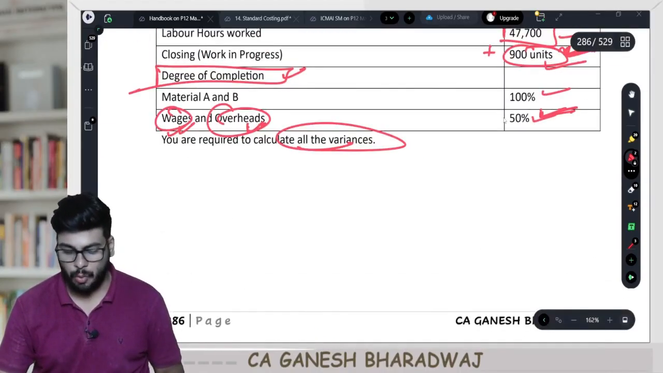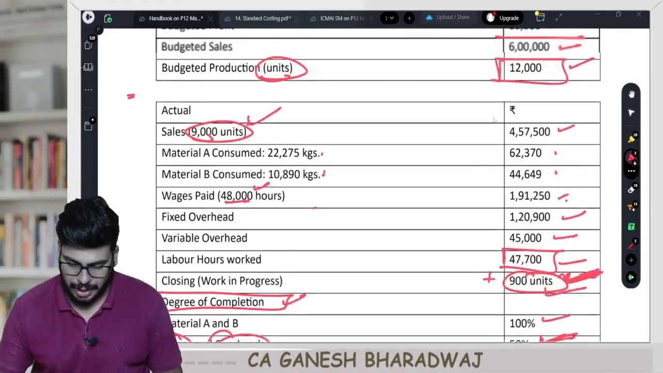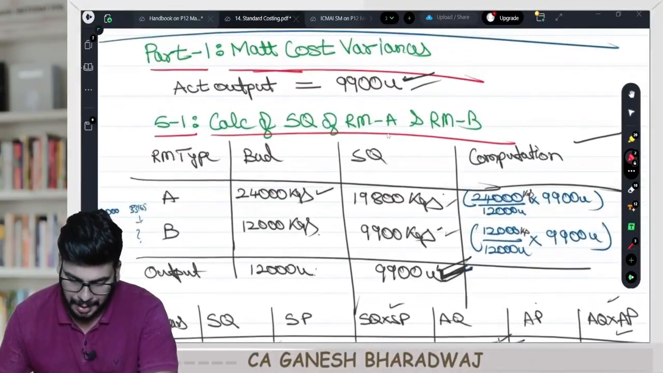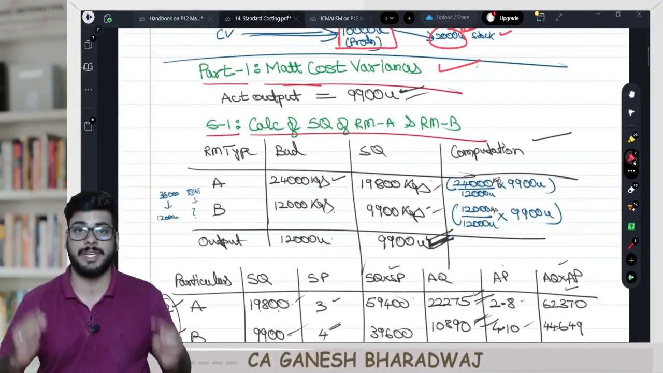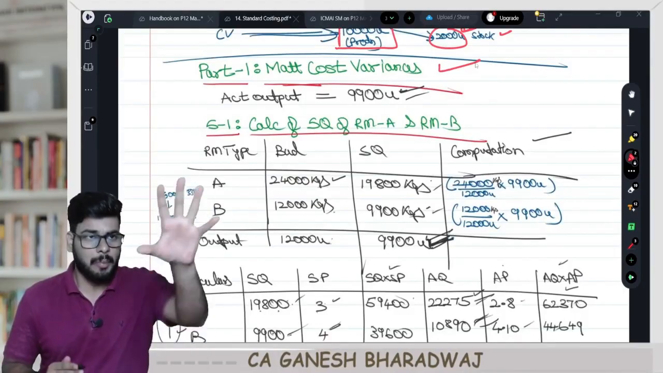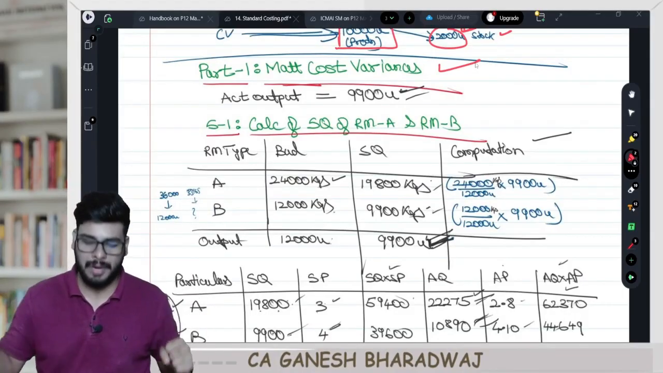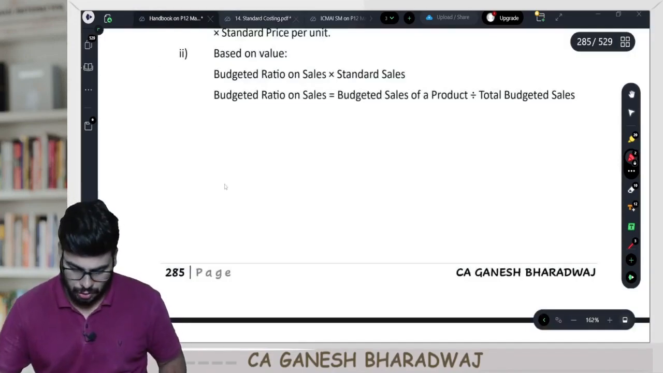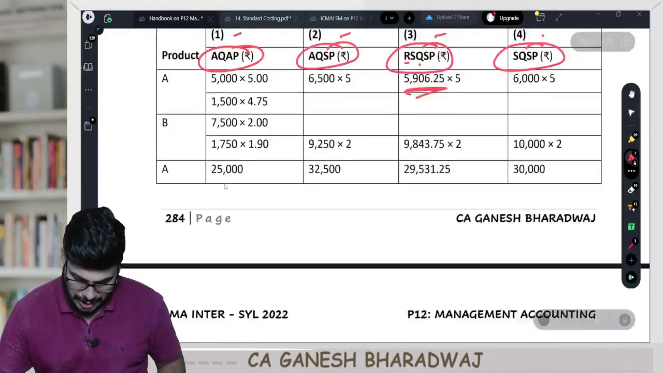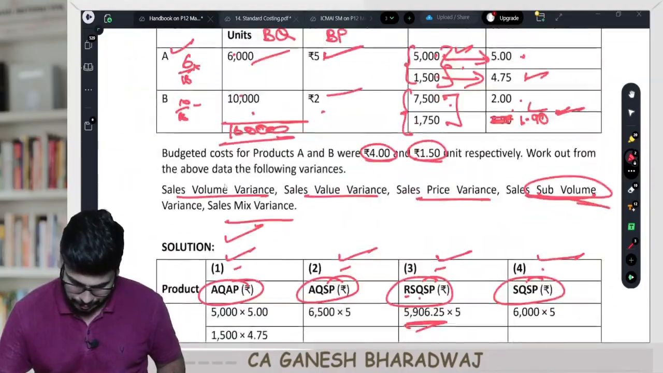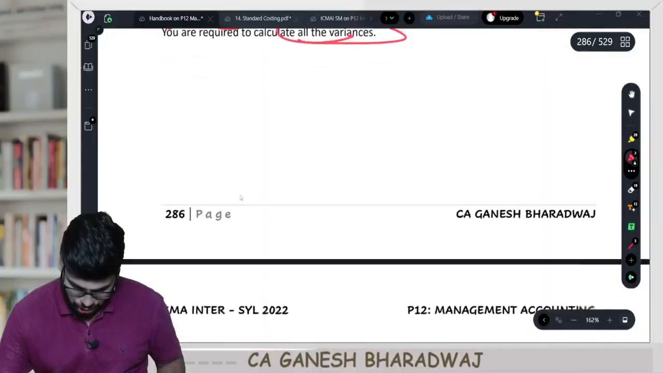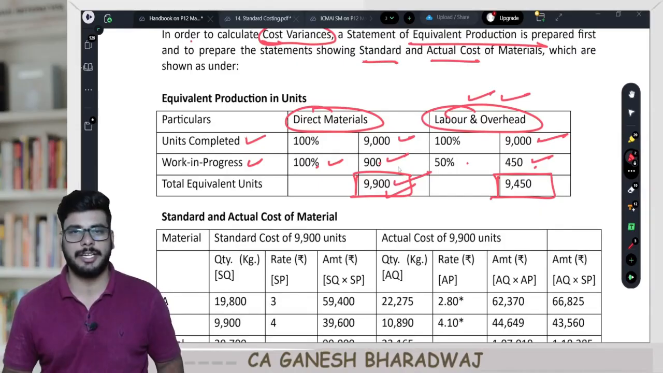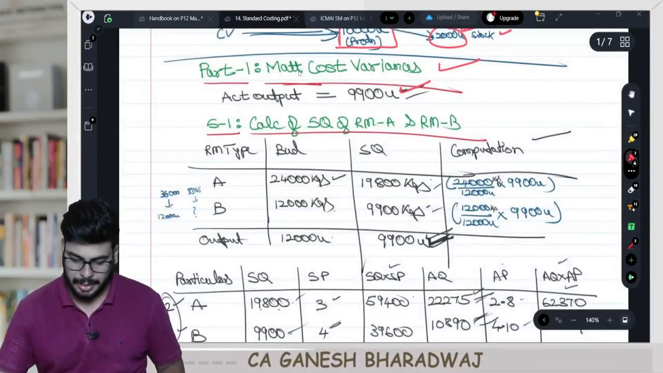Fine, guys. So now we need to calculate all the variances, right? So now let us get started. Part 1 is about calculating material cost variance. Immediately, what you need to do: by consuming my material cost, how many equivalent units got produced? 9,900. Sir, how do you know? Just now we calculated and saw it, right? So how many equivalent units got produced by consuming the material cost? 9,900. Clear with this, guys?